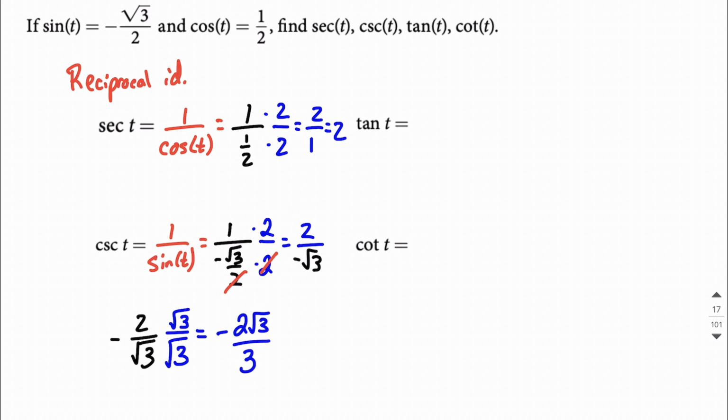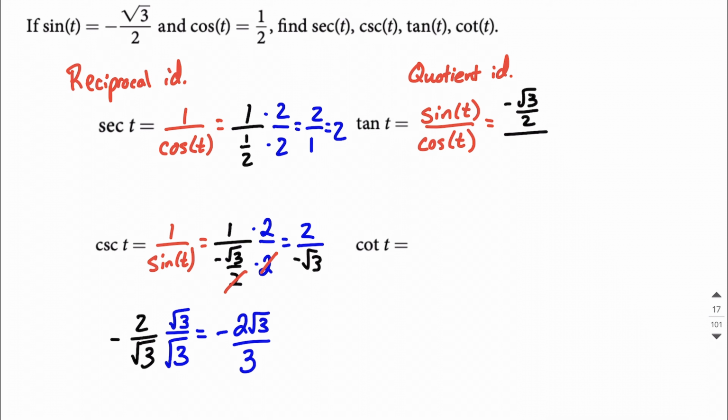Next up, tangent and cotangent. For tangent, what I'm going to rely on is a quotient identity, based on the information that's been given to us so far. The quotient identity that connects back to these other functions is that tangent is equal to sine over cosine. So from here, I'm going to take that given information from the beginning and fill in. We have negative square root of 3 over 2 for our numerator, right? That's replacing the sine of t. And then cosine can be replaced with 1/2 from the original information.